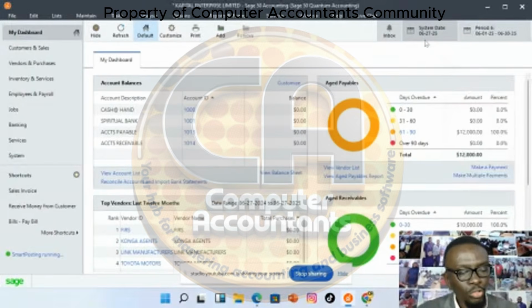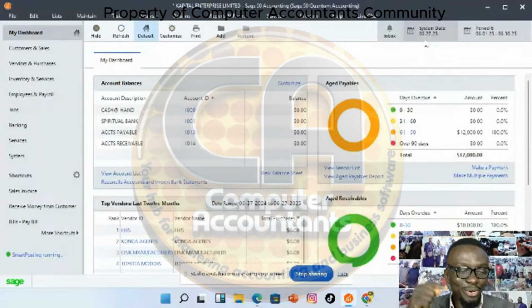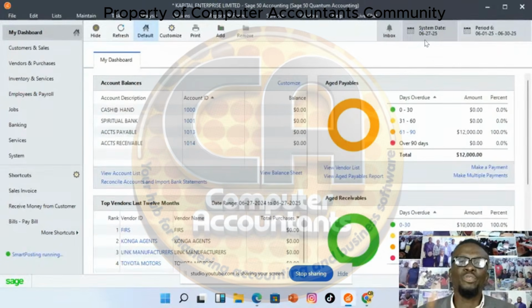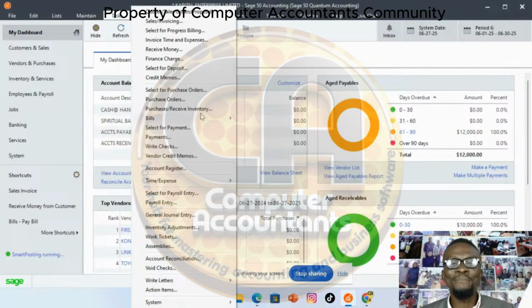Now this third question says, bought 20 red shoes on credit. We are buying them on credit from Viva Importers. Now this credit has no purchase order behind it. It's a direct invoice purchase. So we are buying 20 red shoes on credit from Viva Importers at 1,500 naira each.